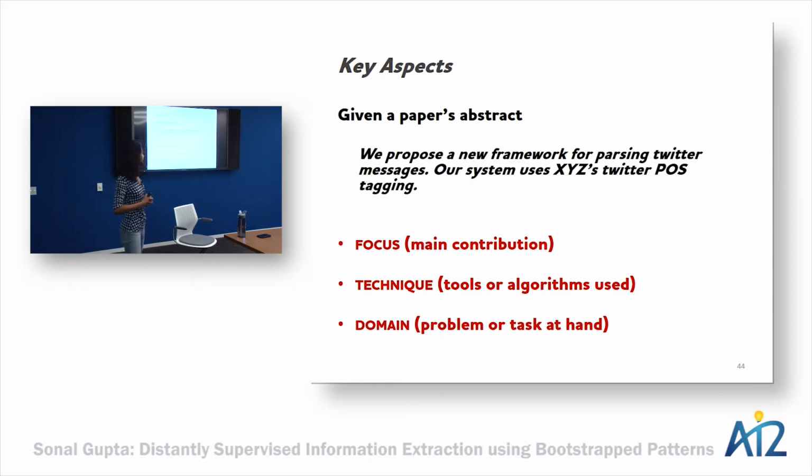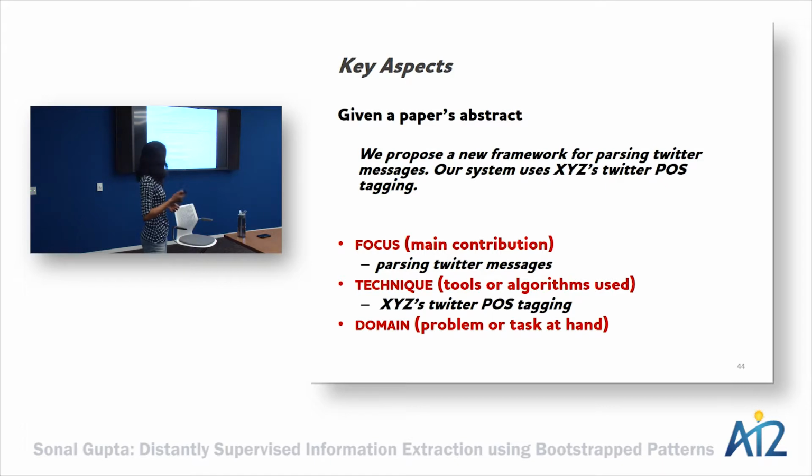So over here, for the example, the abstract is: we propose a new framework for parsing Twitter messages. Our system uses this other Twitter POS tagging system that someone else has built. So the focus of the paper is parsing Twitter messages. The technique they're using is some other part of speech tagging system to do their stuff. So that is one of the techniques they're using. And the domain is, again, parsing Twitter messages.